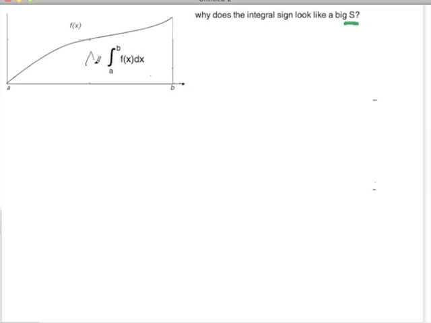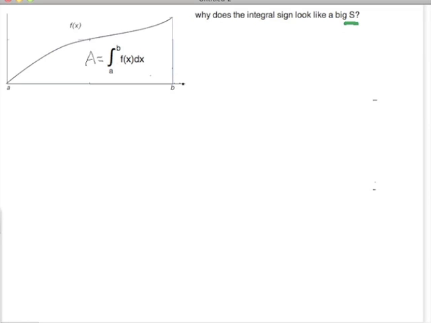So let me write area. And from this we know the steps and it consists of finding the antiderivative of f of x. We evaluate it at b, and then we subtract evaluation at a. And that will give us the exact area under this curve, f of x from a to b.